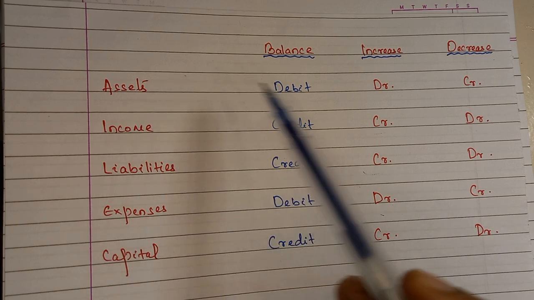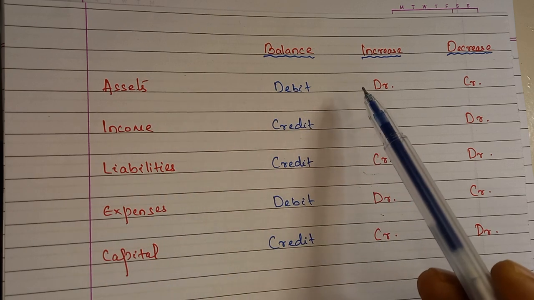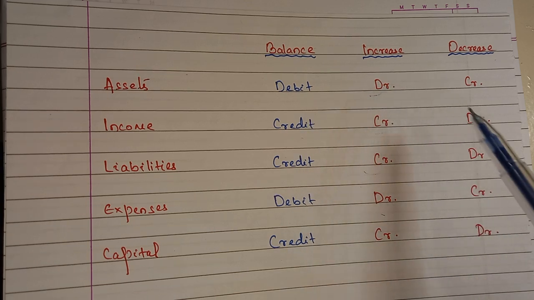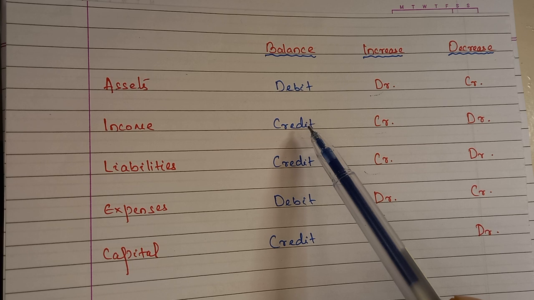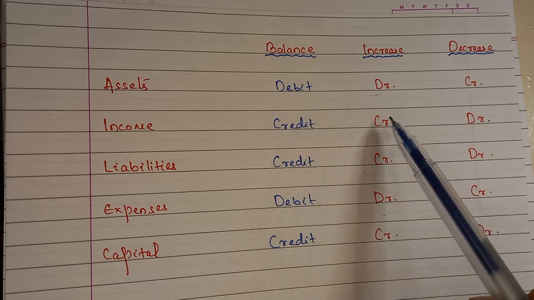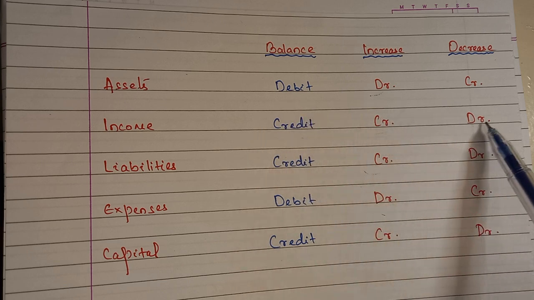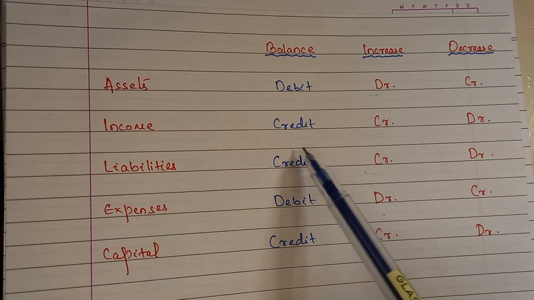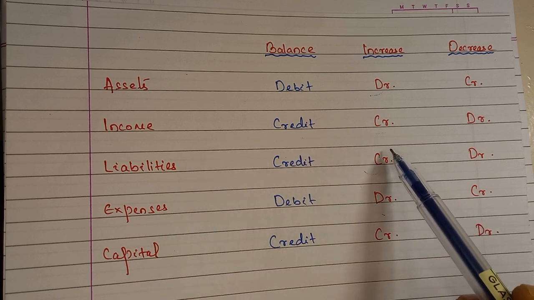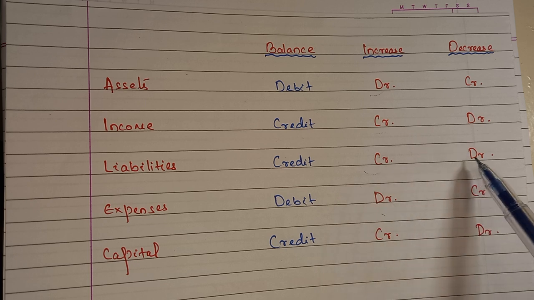So asset is always a debit balance. Any increase in asset is debit and any decrease in asset is credit. In case of income, it is a credit balance. Any increase is credit, any decrease is debit. In case of liabilities, it is a credit balance. Any increase in liability is credit and any decrease in liability is debit.